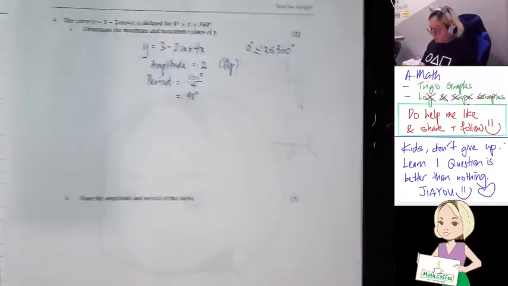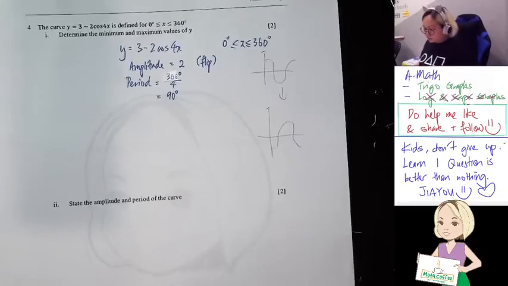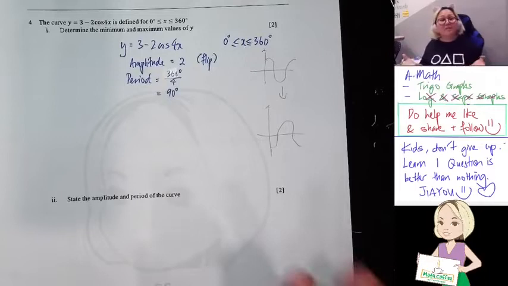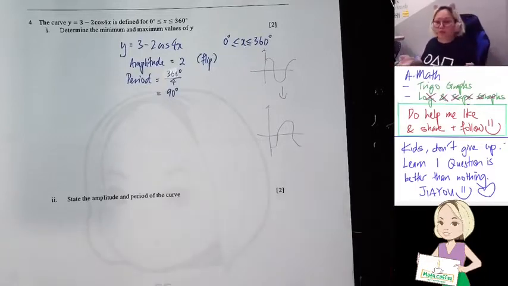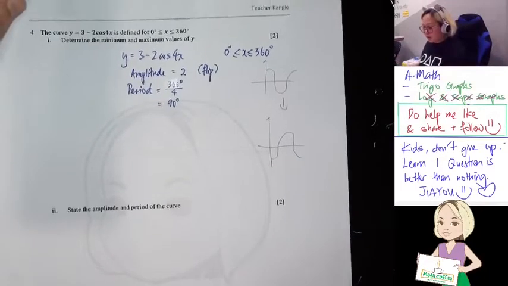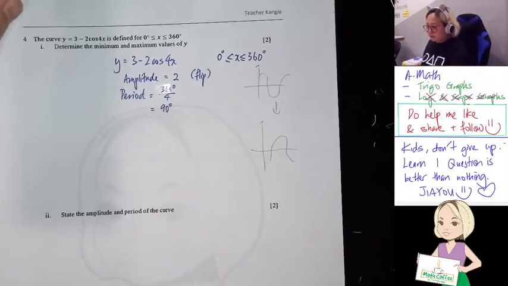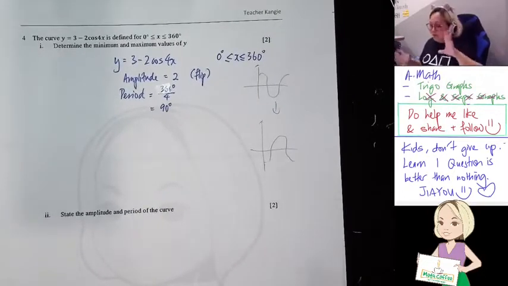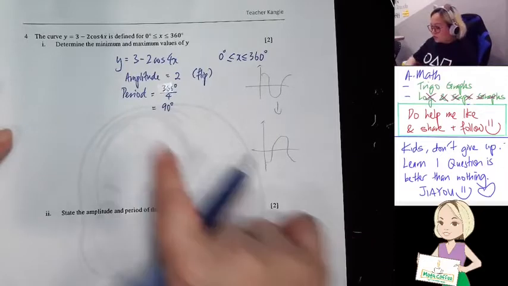Oh, this one never asks us to draw. This question only asks us to determine and just state the amplitude. They never even ask us to draw. Okay, but later I will just add on so that I can show you how it looks like. Okay, so period is 90.